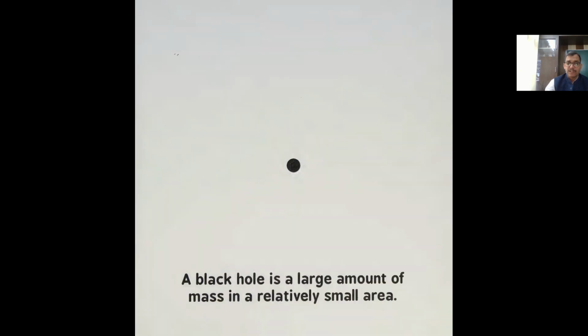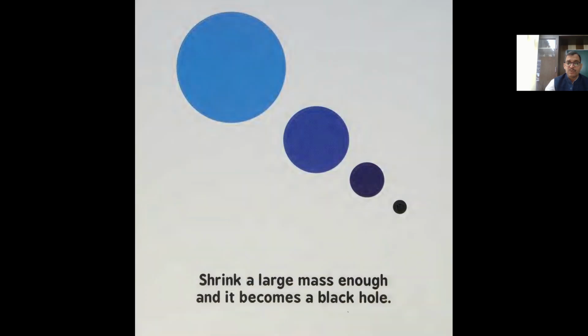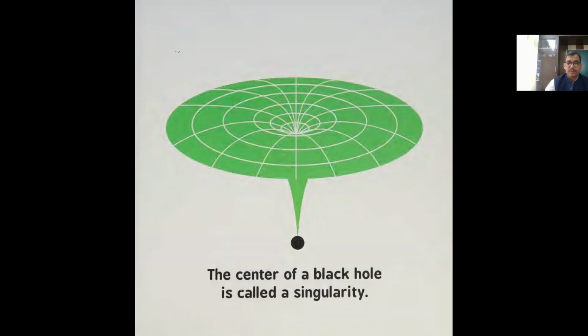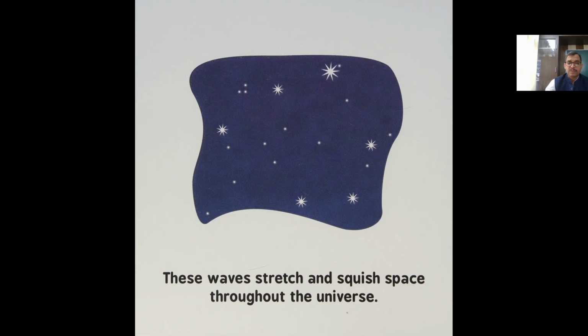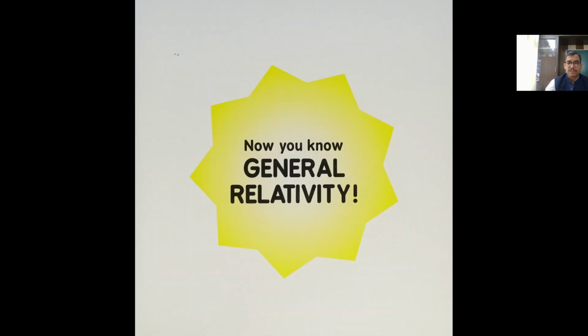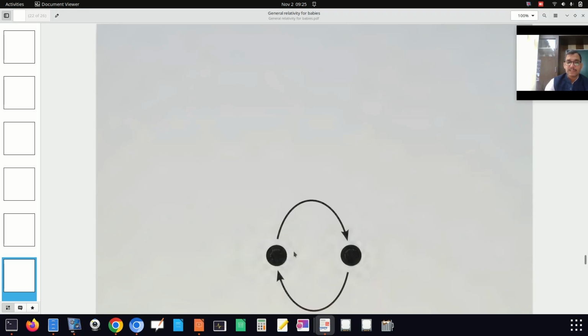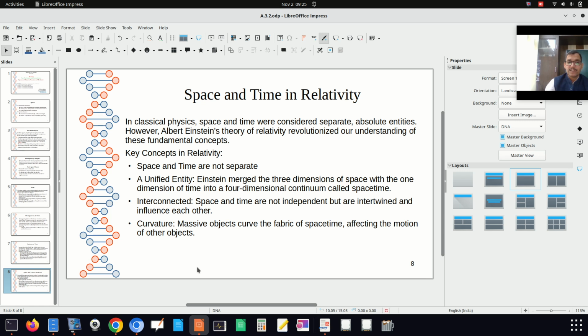And this concept, the general theory of relativity, leads to new concepts, leading towards the black hole and the singularity. This is a very interesting thing. So in the earlier slide, as I showed you, this is basically curvature. Massive objects curve the fabric of space and time, affecting the motion of other objects.